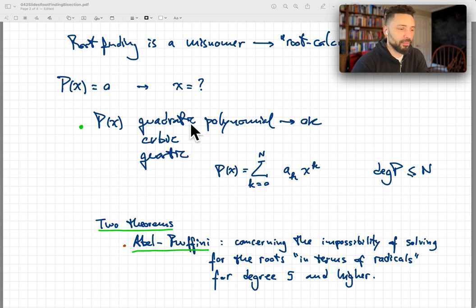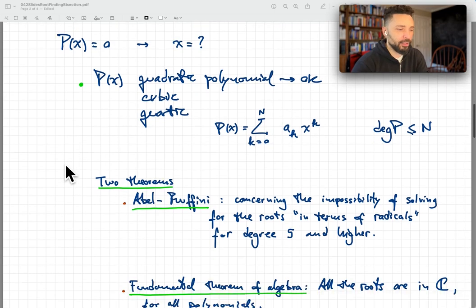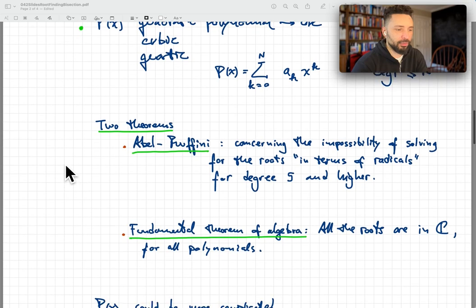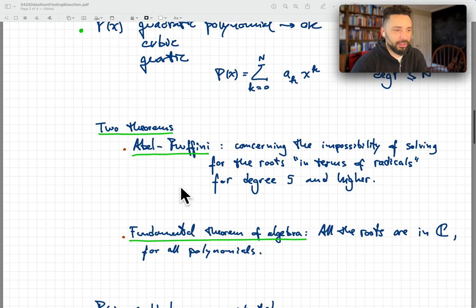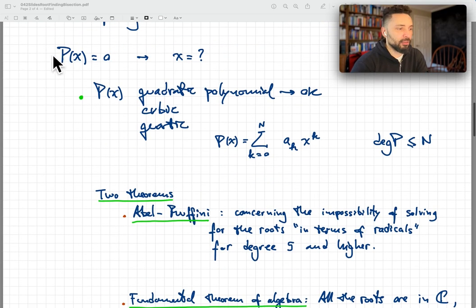So we have formulas, like I said, for 2, 3, and 4, but n could be 5, 6, or 7, some other high-order polynomial, and so then we'll be in trouble. And the reason we'll be in trouble is reflected in one of the two theorems I wanted to emphasize today, and that is the Abel-Ruffini theorem, which tells us about the impossibility of solving this kind of equation, p of x equals 0, for the roots.